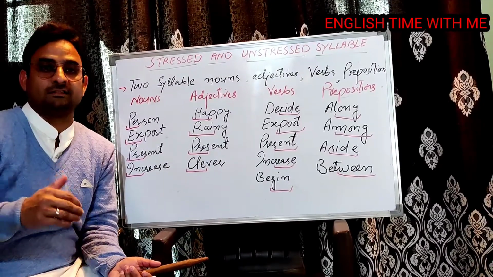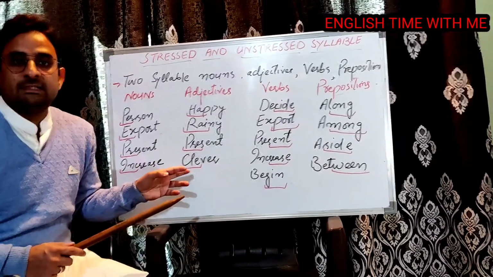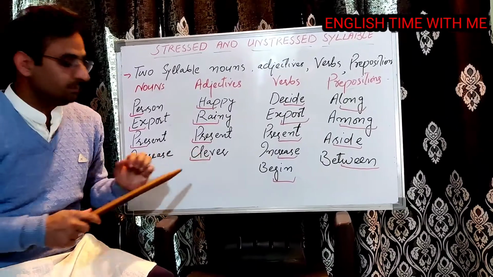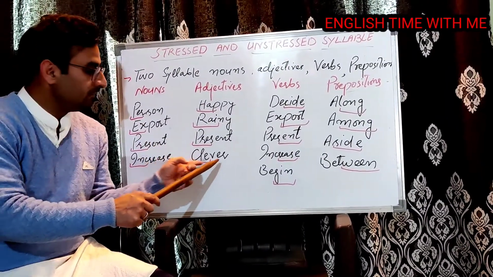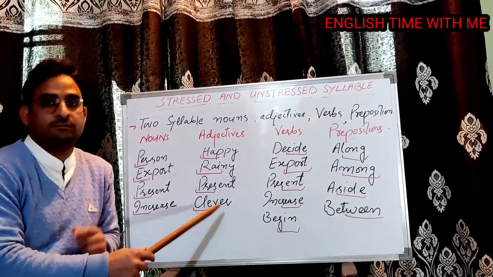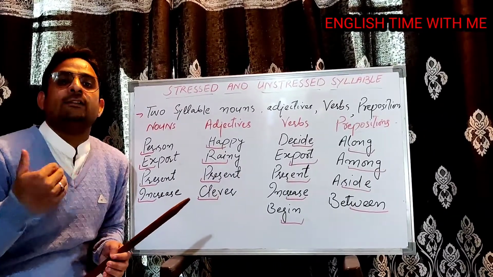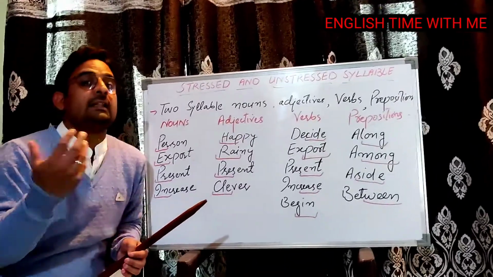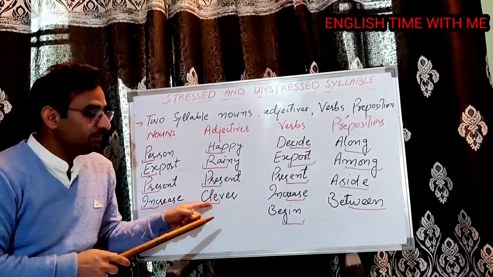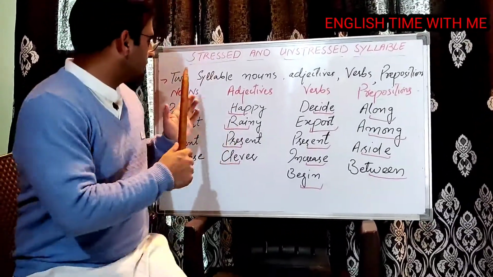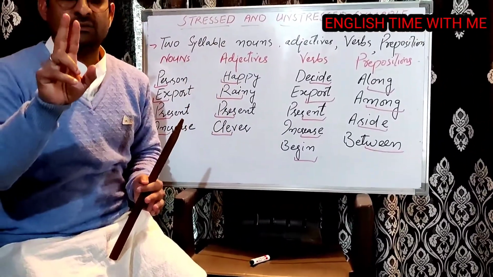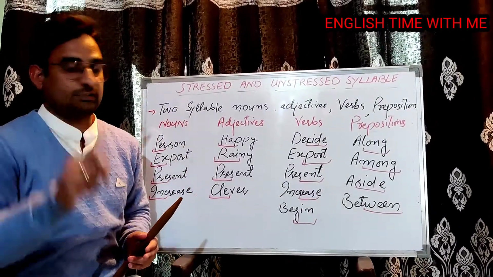Present. Okay, "clever." "Clev" is the first syllable, "ver" the second syllable. Clever. He is very much clever. So the first syllable will be stressed. In case of two syllable nouns and adjectives, the first syllable will be stressed.